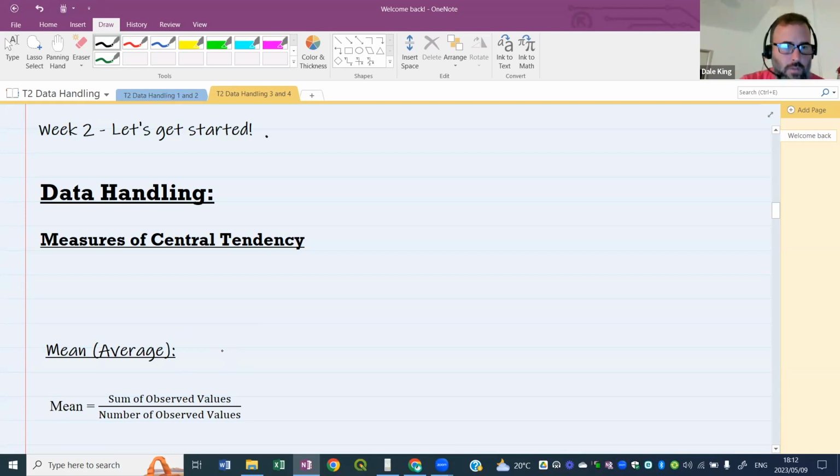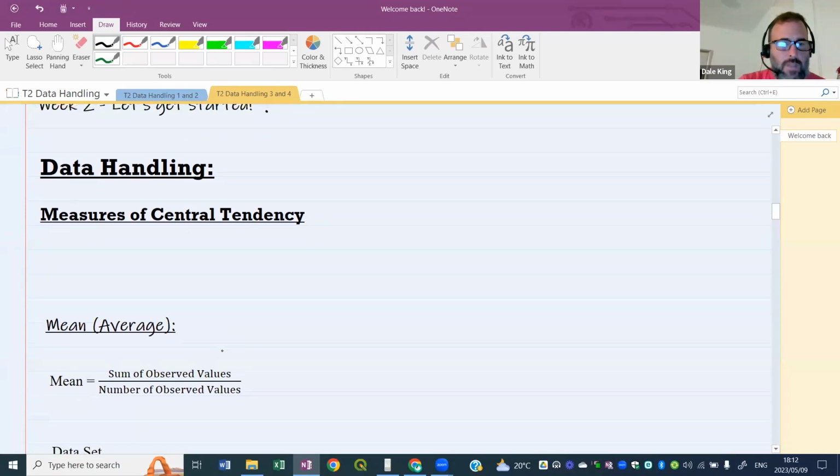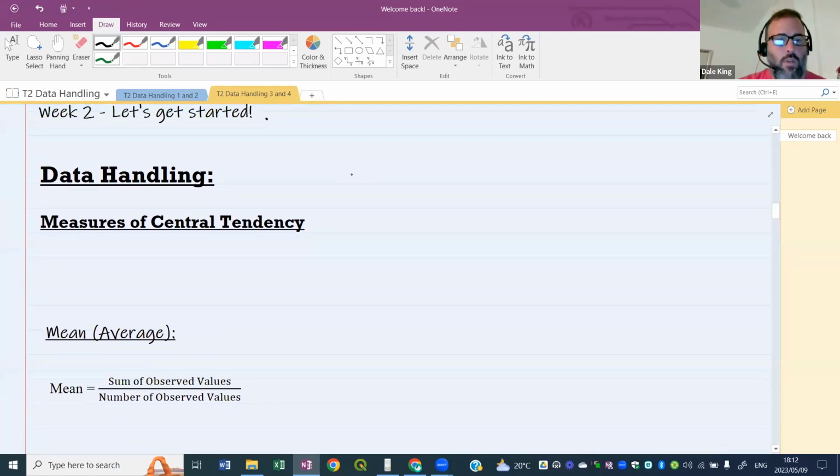All right, so let's have a look at the formula. The formula says the mean is the sum of all the observed values divided by the number of observed values. So you've got to add up all your observed values in the data set and divide by how many values there are in the data set. Nice and easy. And you guys, I'm sure, have done this before. We're going to try it out in a couple of examples.